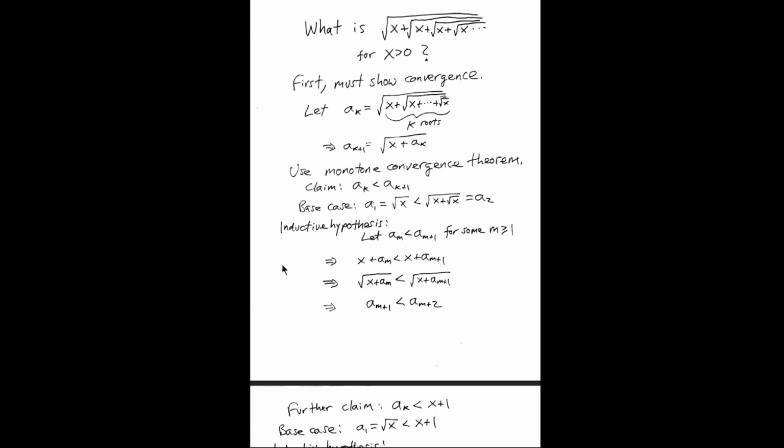Now, let's go to the boundedness part of our proof. All right, we further claim that a sub k is less than x plus 1 for all k greater than or equal to 1. Our base case again is a1, which equals the square root of x. And this is clearly less than x plus 1 for x greater than 0. Now, our inductive hypothesis, we're going to assume that a sub m is less than x plus 1 for some m greater than or equal to 1.